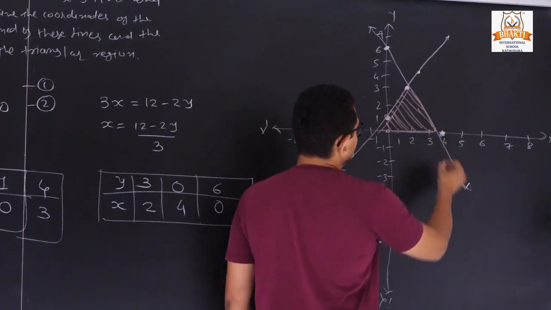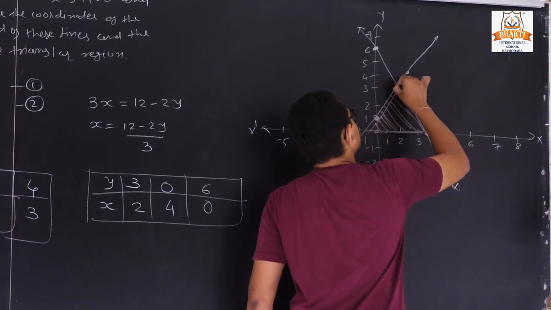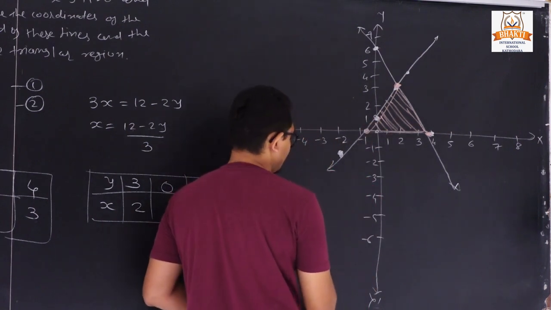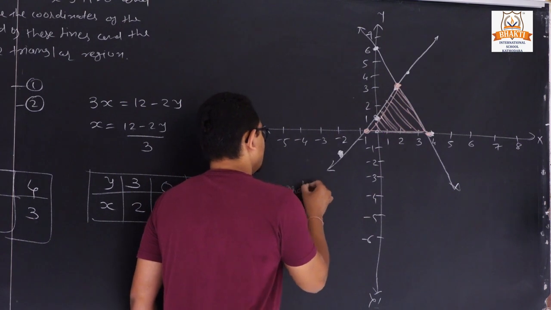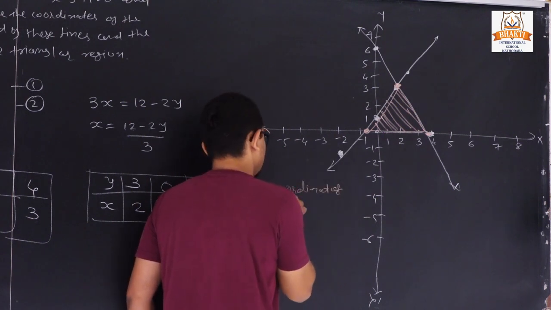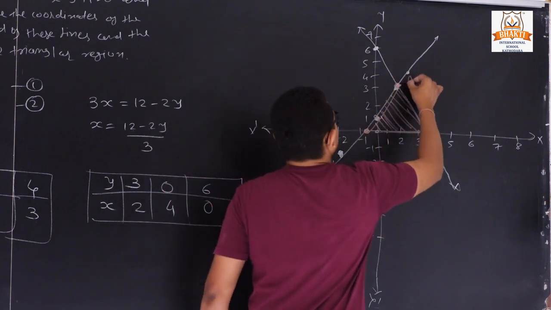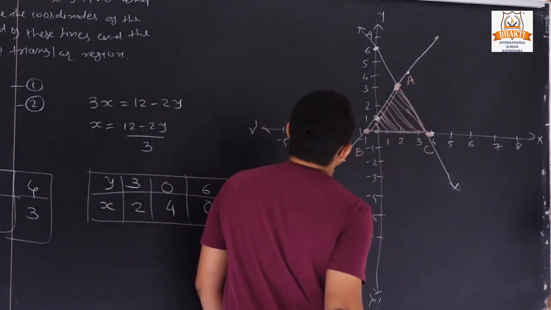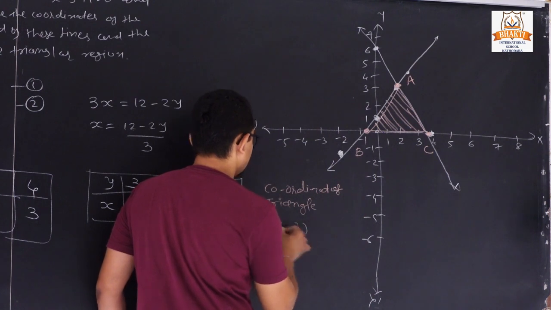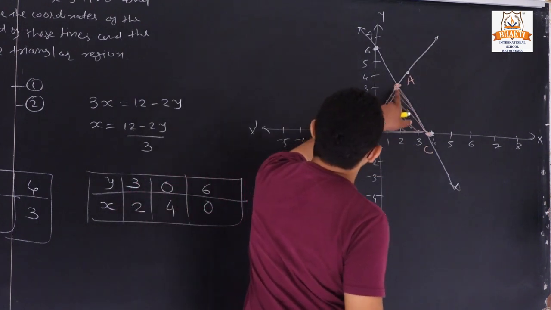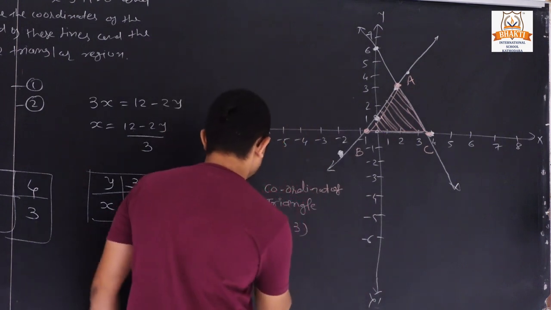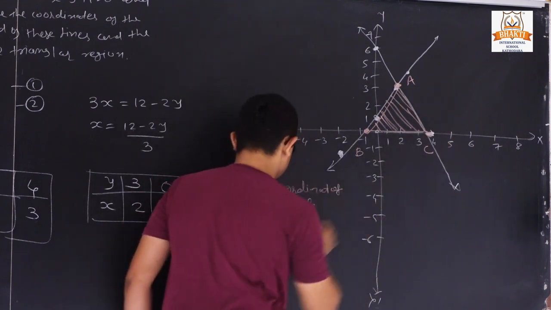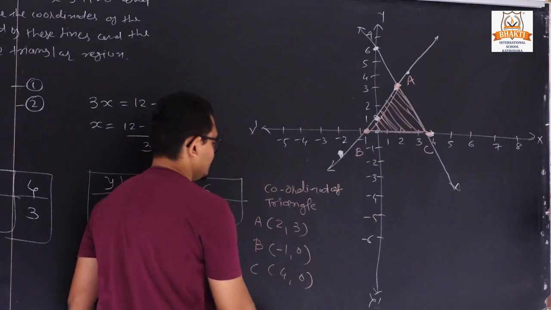Now we need to find its coordinates. So here these three are our coordinates. So here I am writing the coordinates of the triangle. Here we can give its names A, B and C. So what is this? It is 2, 3. A is equal to 2, 3. Then B, it is minus 1, 0 and C is 4, 0. So it is our answer.